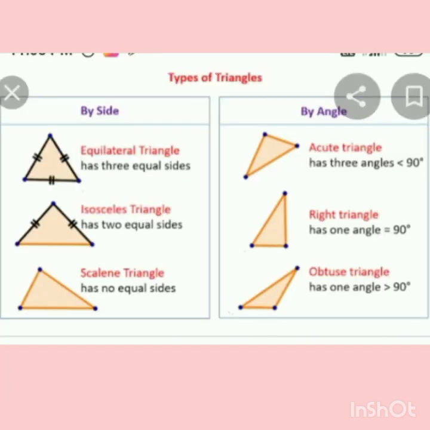By using this table, we can say that based on the sides, an equilateral triangle has 3 equal sides. An isosceles triangle has 2 equal sides and a scalene triangle has no equal sides. And based on the angles, an acute triangle has 3 angles less than 90 degrees. A right triangle has 1 angle equal to 90 degrees and an obtuse triangle has 1 angle greater than 90 degrees.